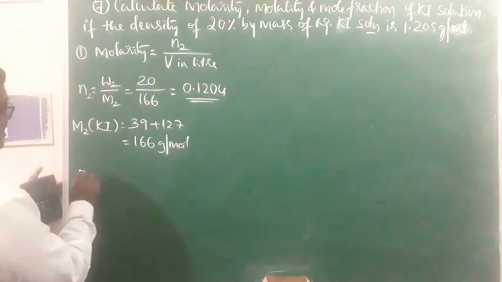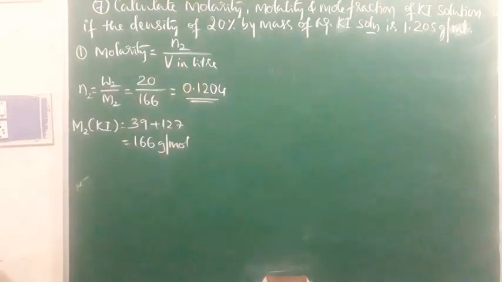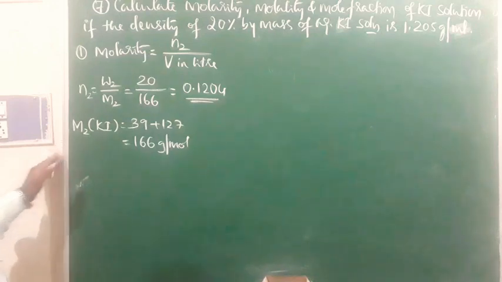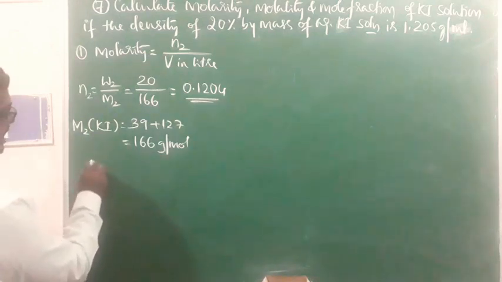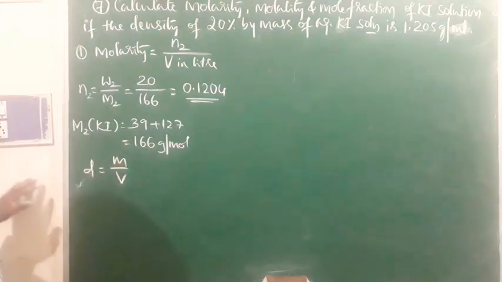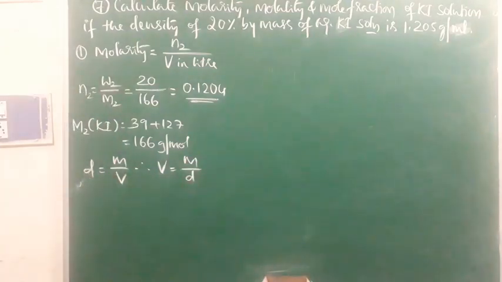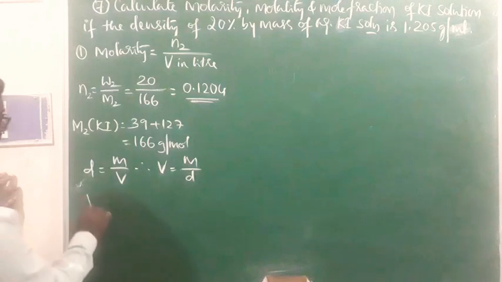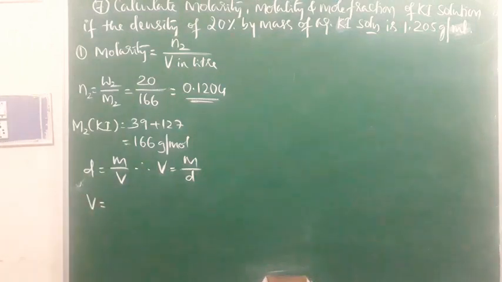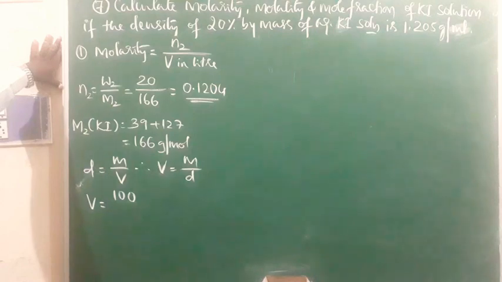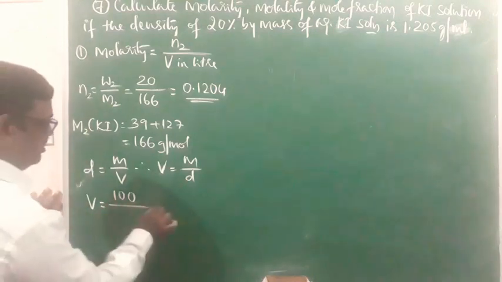And I need the volume of KI solution. Volume of KI solution is not given there. So I want to calculate the volume by using density, that is mass per volume. Therefore, volume is equal to mass divided by density. The mass of the KI solution is 100, and divided by the density.